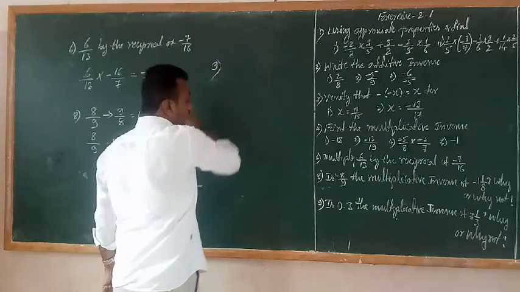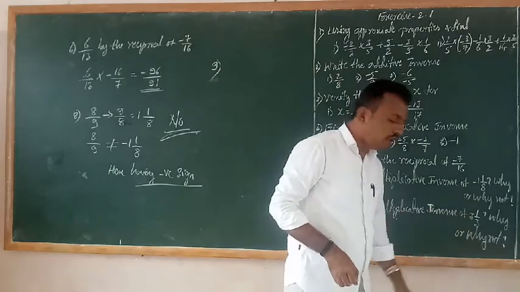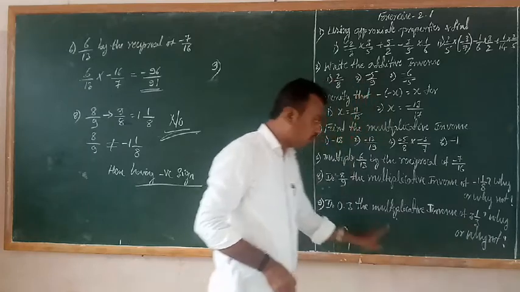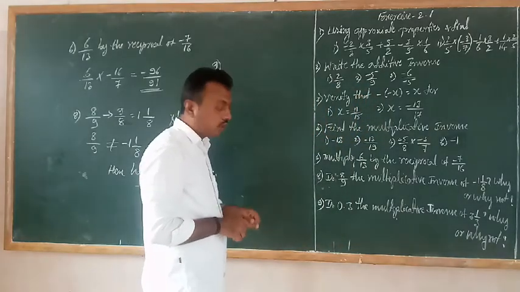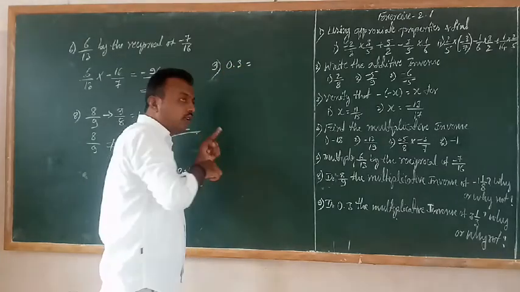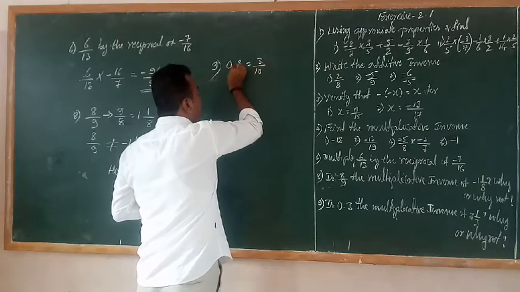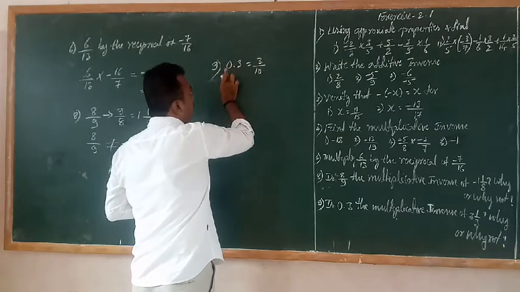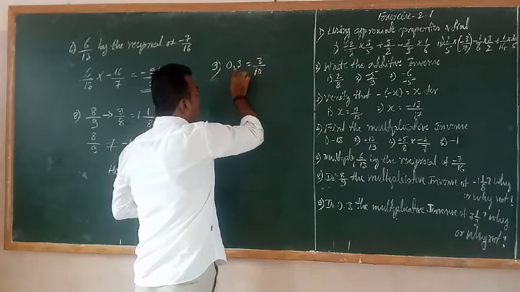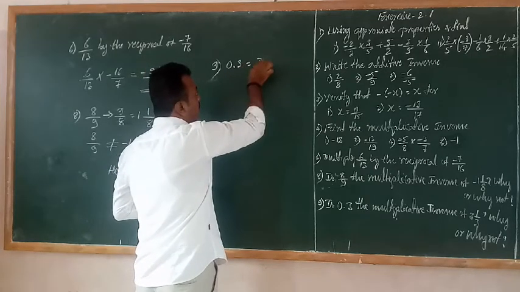That's it. So the next, question number 9, like this only. Is 0.3 the multiplicative inverse of 3 1 by 3? Is 0.3 the reciprocal of 3 1 by 3? If not, why not? First of all, we have to write 0.3 in p by q form. So it becomes 3 by 10: leave the point, remaining is 3, and after the point there is only one digit, so we put 10. So 0.3 becomes 3 by 10.